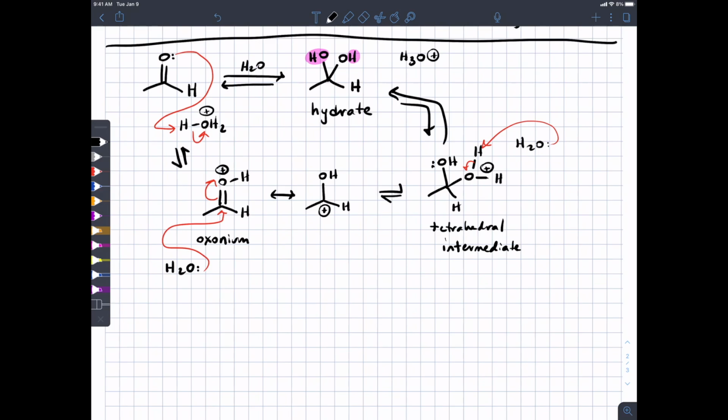And students have struggled with, well, how do I know which way it's going to go? And the answer is, at equilibrium, the concentrations of starting materials and products don't change. So the reaction's actually going nowhere. What you need to be able to do is to push arrows forwards and backwards to be able to rationalize your way through this. Okay, questions so far about this mechanism?